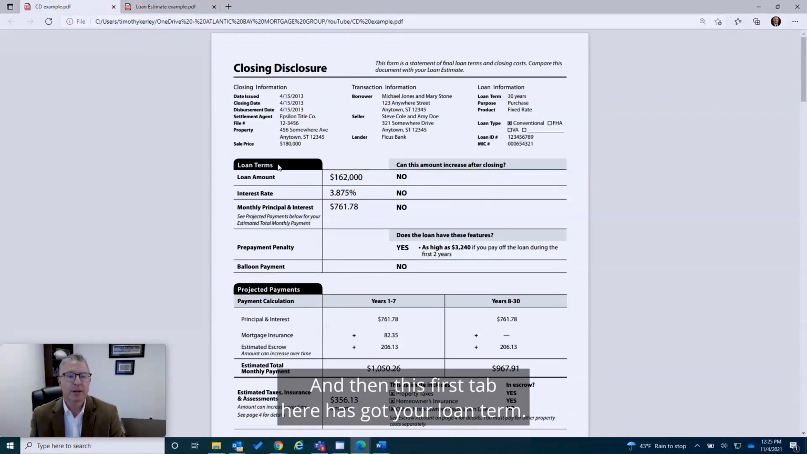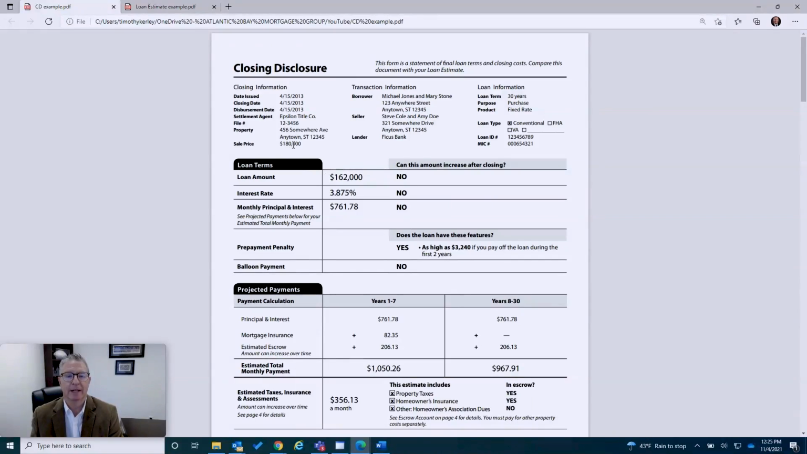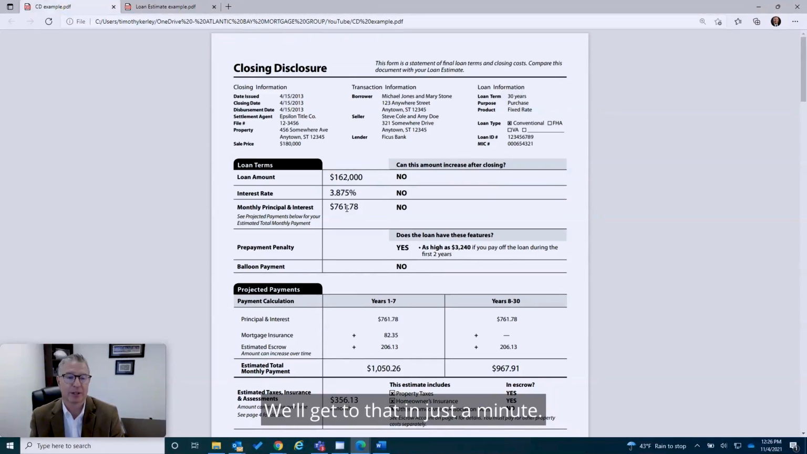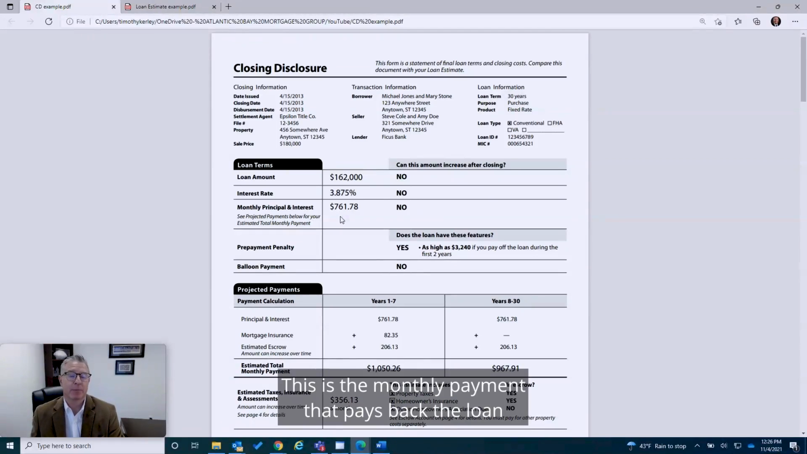And then this first tab here has got your loan terms. So they start with the most important stuff. So your loan amount is how much you're borrowing. In this case, you can see the sale price is $180,000. These individuals are buying the home for $180,000. They're borrowing $162,000, and that means they're doing a 10% down payment or $18,000. This is their interest rate. This is their monthly principal and interest note. This does not include any of the amount of the payment that is set aside for escrow, for taxes and insurance. We'll get to that in just a minute. This is only principal and interest. This is the monthly payment that pays back the loan.